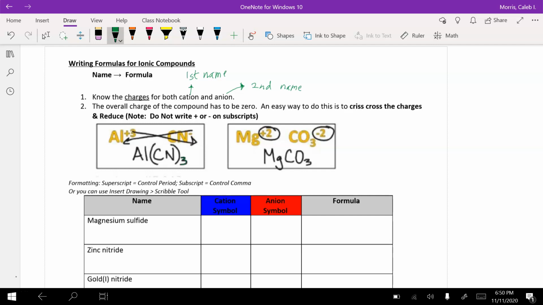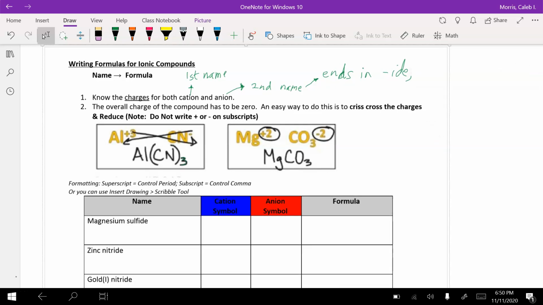The first name is going to have a positive charge. It's a cation. And if there's a Roman numeral, that's the charge of the cation. The second name, there's a couple things that you should know about the second name. First of all, if it ends in "ide," it's probably, not always, there are two exceptions, but it's probably a monatomic nonmetal anion.